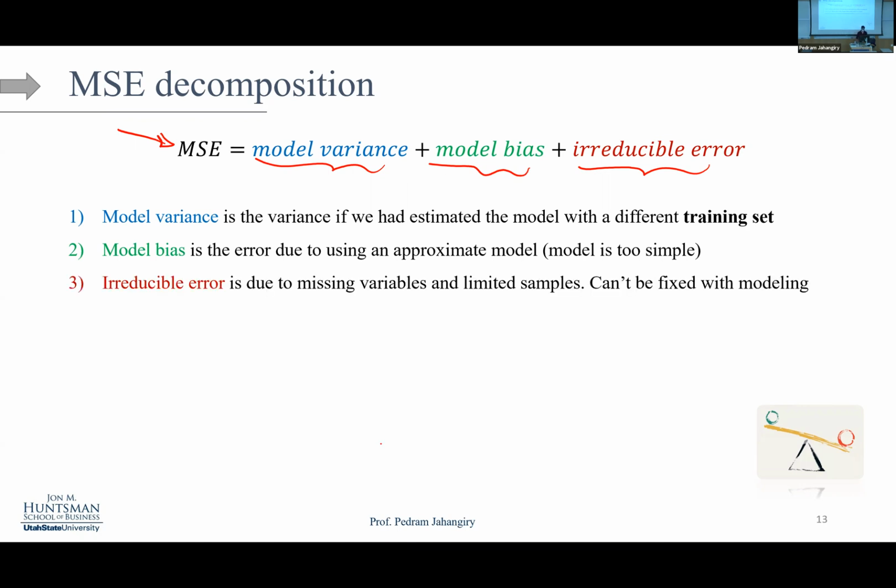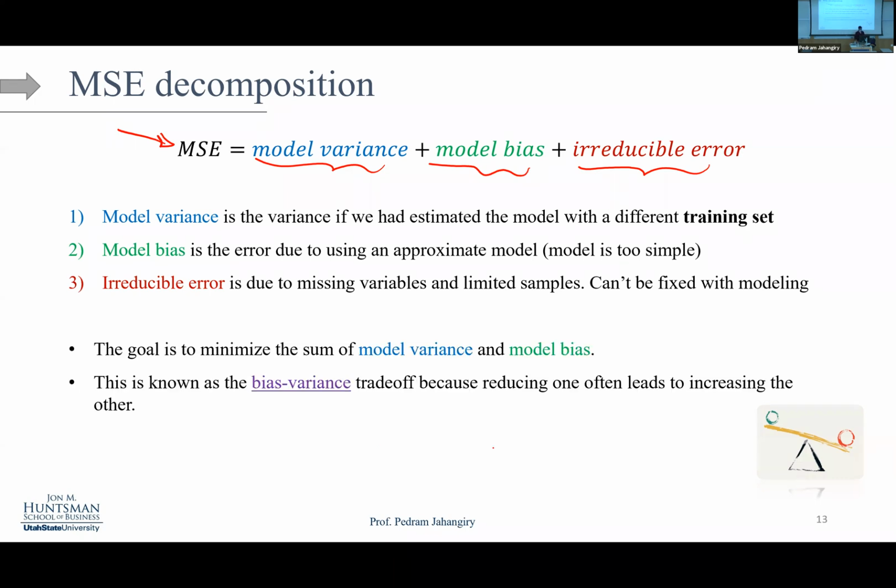The third one is the irreducible part. This is due to missing variables and it cannot be fixed by modeling. Okay, so what's the goal? Whenever you want to compare models, you have to look at the test set and see how the model is doing. The goal is to come up with a combination of model bias and model variance which is the smallest. So basically, the model which has the smallest MSE in the test set is going to be the best model.